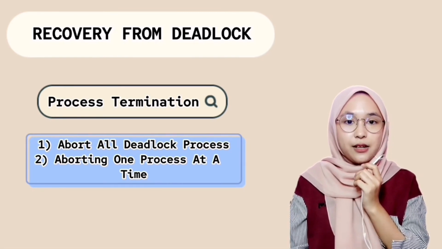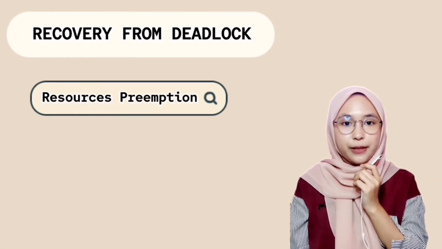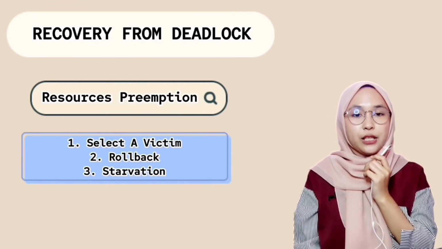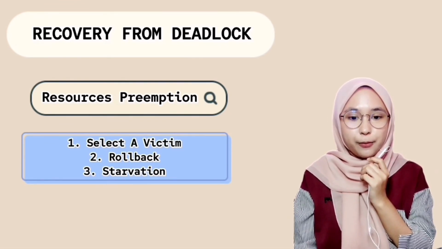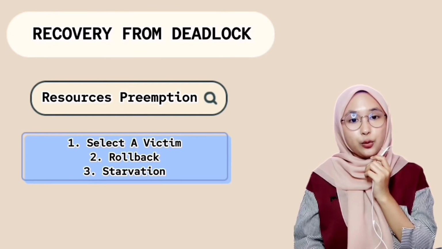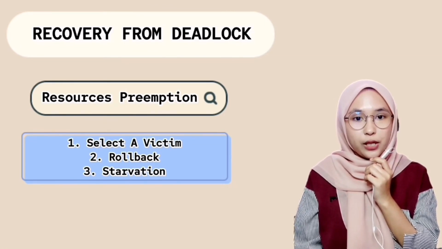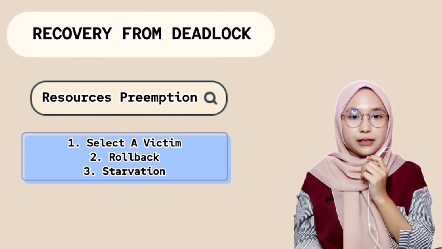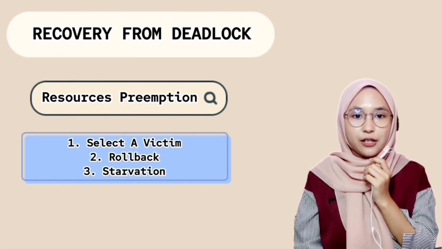The second approach is resource preemption. It has three methods. The first one is selecting a victim, which means we determine which resources and processes to be preempted in order to minimize the cost. And the second one is rollback, which means we abort the process and then we restart it. And the last one is starvation.